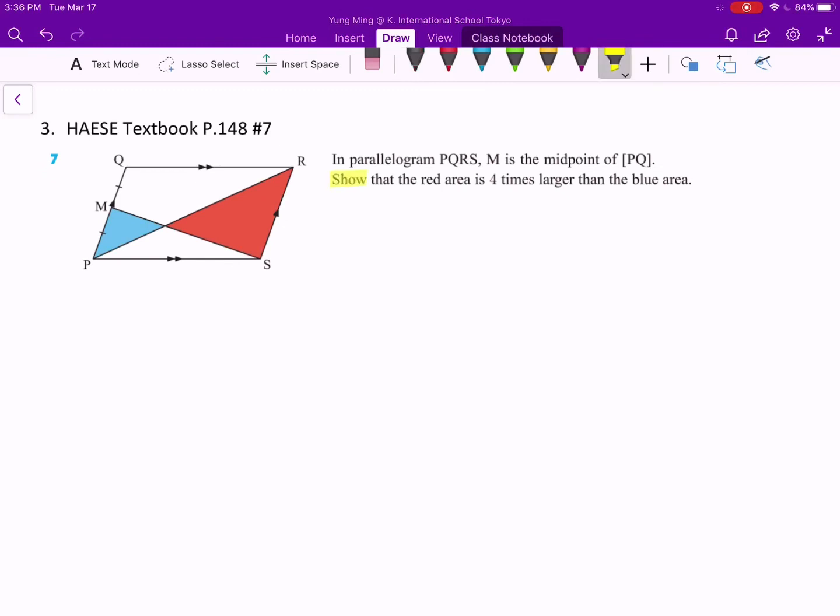So the keyword is actually show. That means we actually need to prove something. So let's name something just for our convenience. We'll call it MPA. How about that? We'll call it RSB. So we actually need to prove everything, including the similarity. Okay, we notice that the blue triangle and the red triangle are similar for sure, but let's prove that. Okay, it shouldn't take so long.